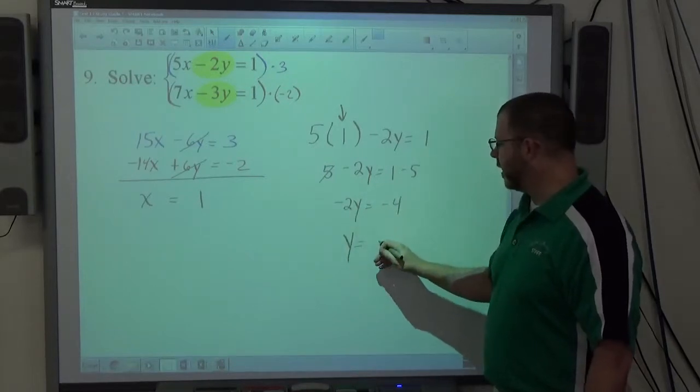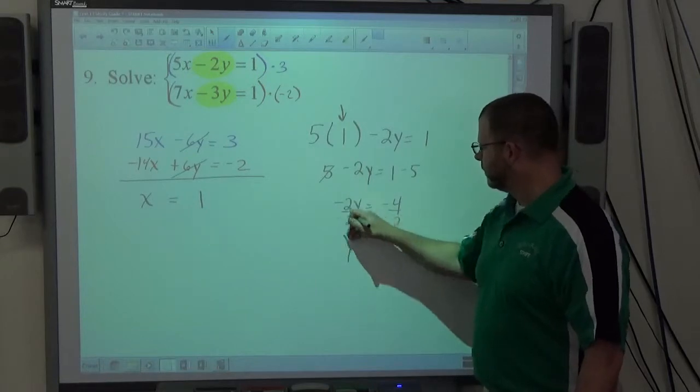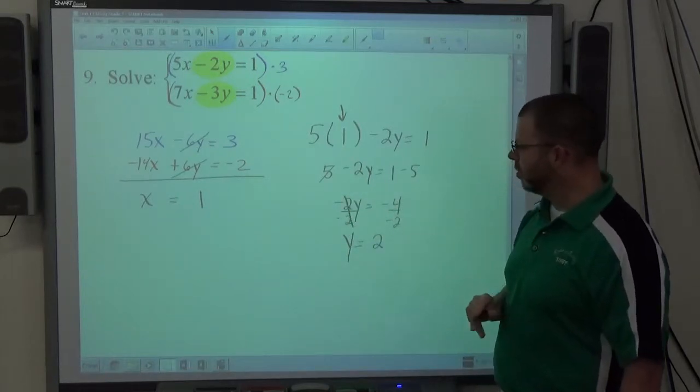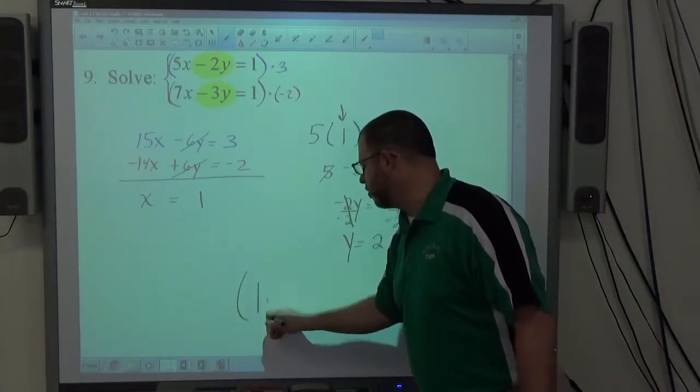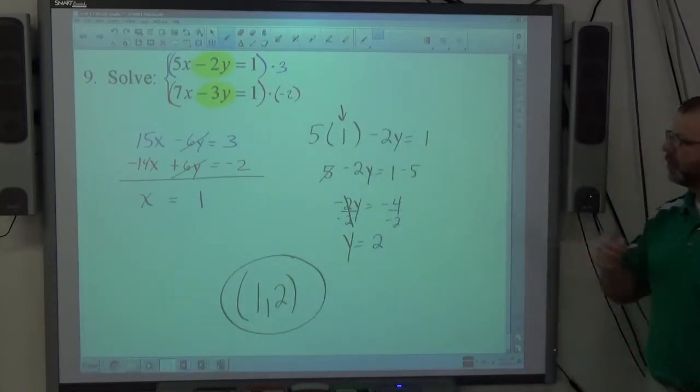We divide both sides by negative 2, we're going to get y is equal to positive 2. So here's the division. 2 negatives make a positive, 4 over 2 is 2. Once again, my ordered pair, x goes first, y goes second in the ordered pair. Always write your answer as an ordered pair for this type of problem.